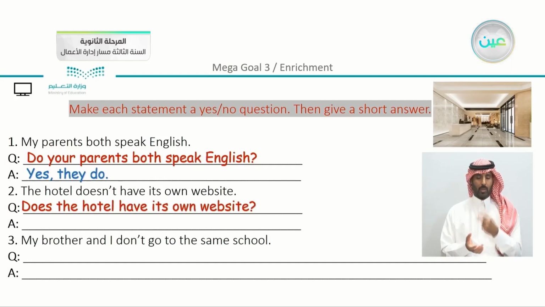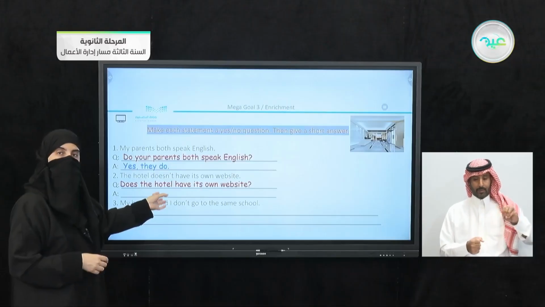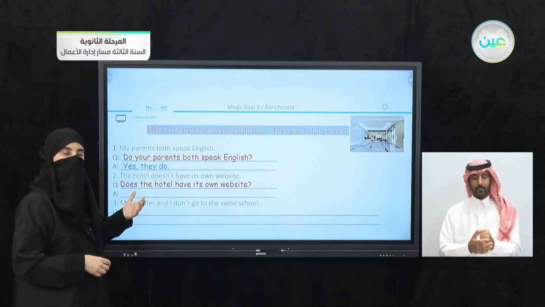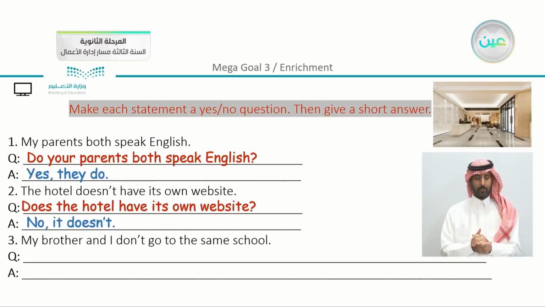And the second sentence we have here, this hotel doesn't have its own website. It changes into, does the hotel have its own website? And of course, we have doesn't as a helping verb that is mentioned, and it is in the negative. So here we can answer, no, it doesn't.